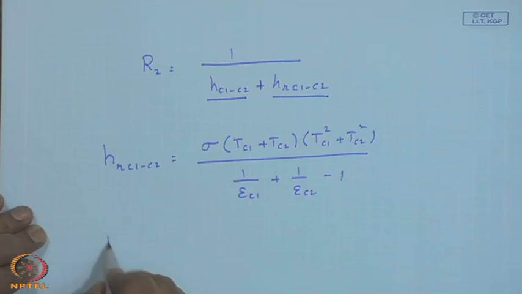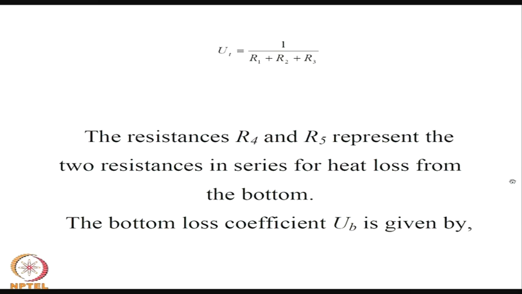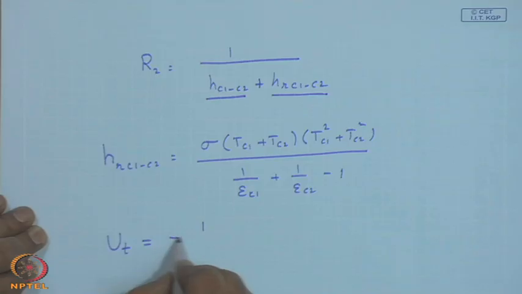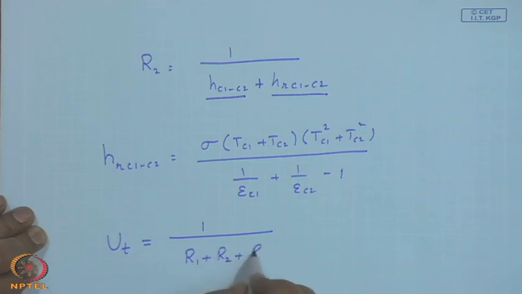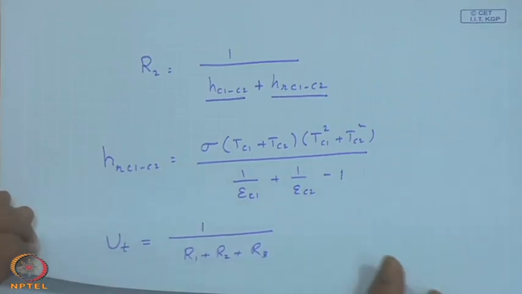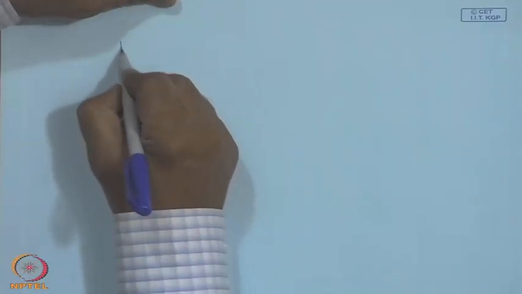So, now we are in a position to calculate the loss coefficient from the top U t as the summation of the resistances R 1, R 2, R 3 inverted. That will correspond to the second figure in the thermal network. The first one is showing the parallel paths, the second one all of them in series, equivalently expressed as R 1, R 2, R 3. And the bottom loss coefficient U b is straightforward.